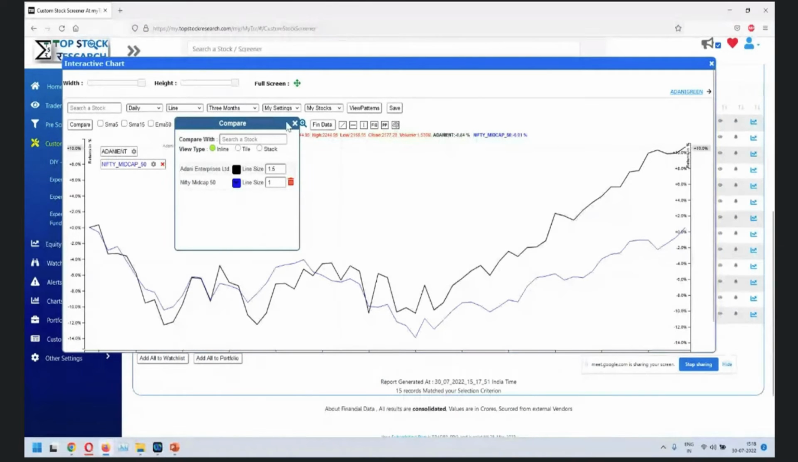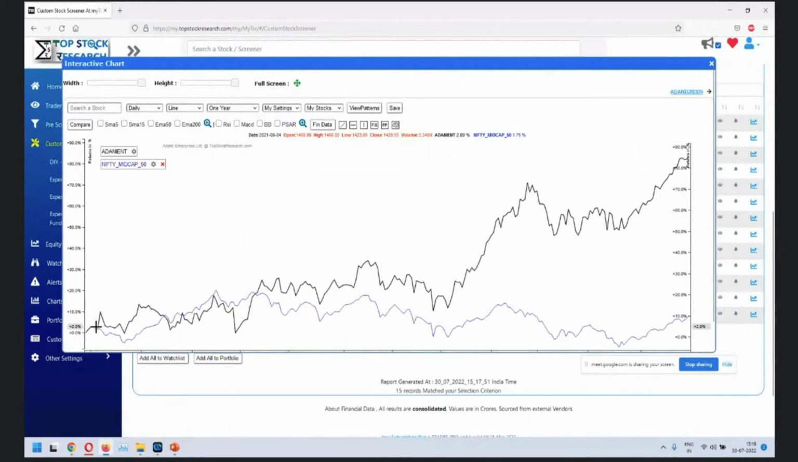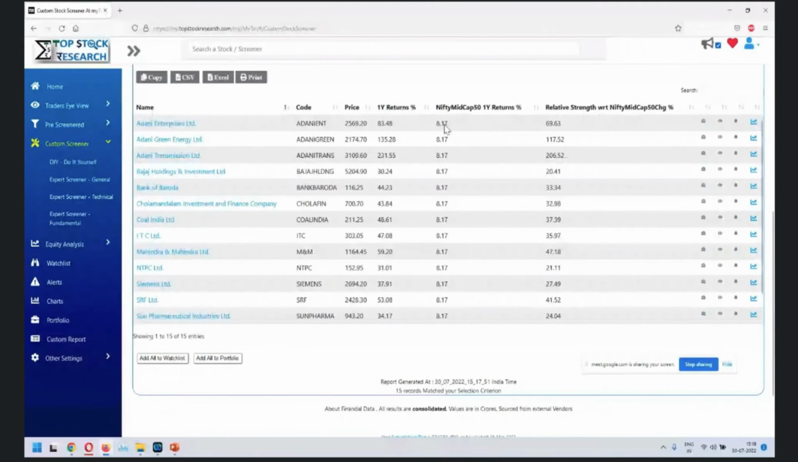See the results. 1 year is what we selected. You see the divergence here. Nifty Midcap is hovering somewhere around 10%. This one has gone all the way up to 90%. So that's where you see the difference. If you want to see the difference between the two, this is the difference. 83 versus 8. So this is 69% relative strength vis-a-vis Nifty Midcap.